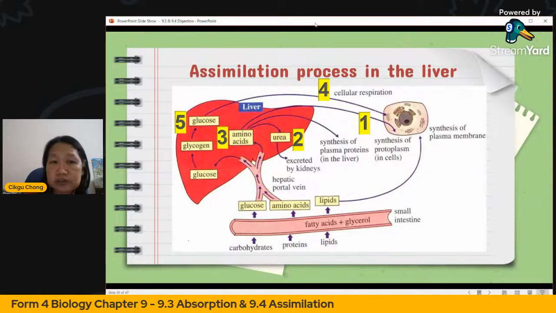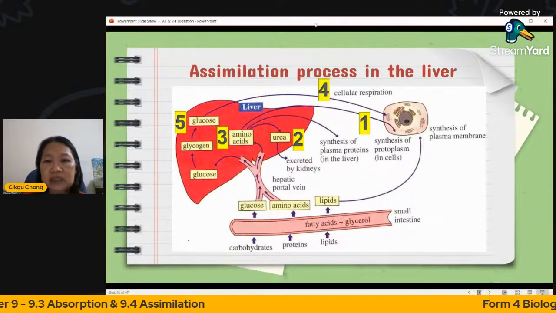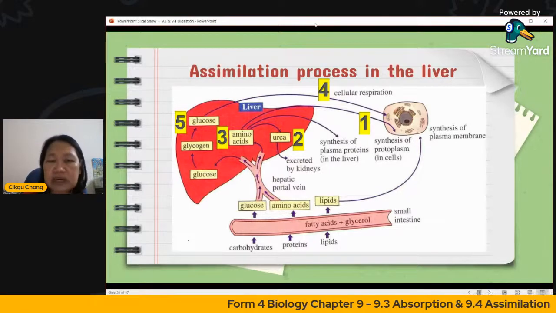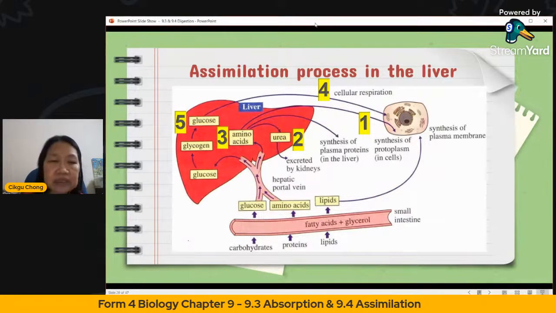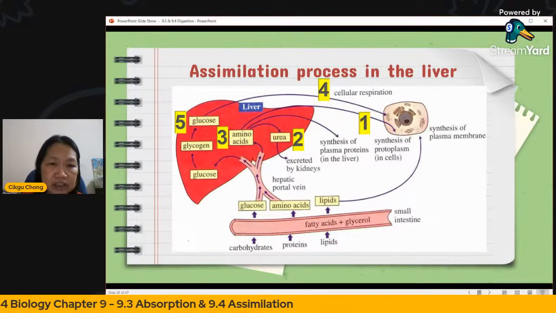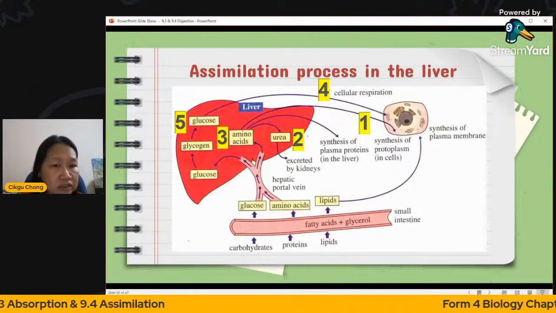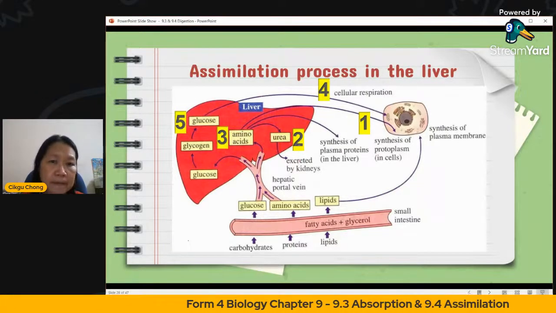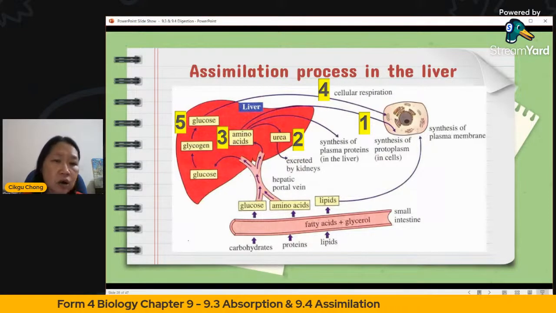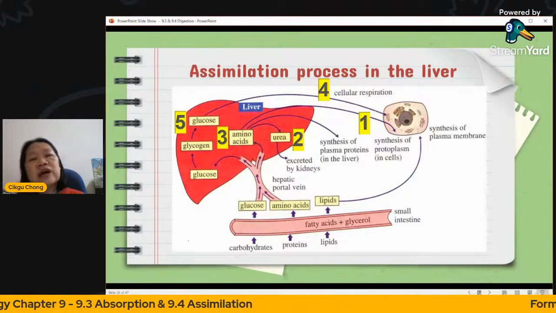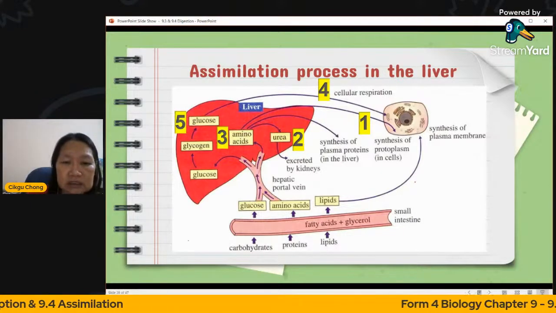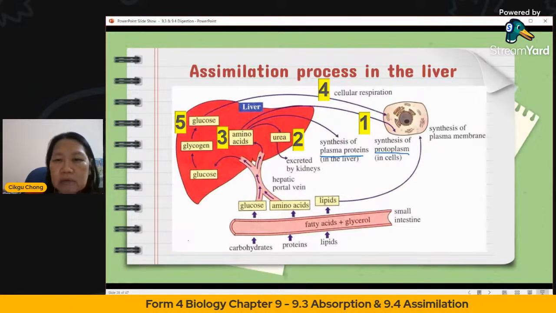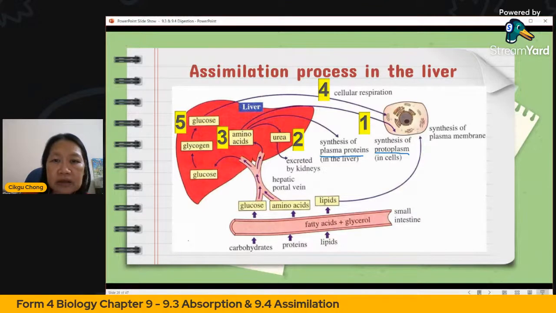So I've labeled them 1, 2, 3, 4, 5. Number 1 is what happens to the amino acids. Later I'll put it in the diagrams and the table. Number 2 is deamination. Excess amino acid is converted into urea, then it is excreted by the kidneys. Then number 3, your amino acids are also converted into other useful stuff like plasma protein. Put here plasma protein, right? It's also used to make protoplasm, and so on.